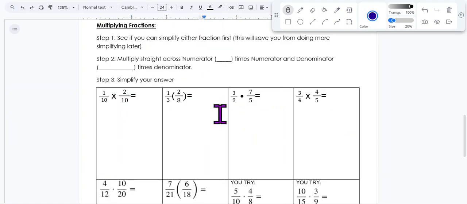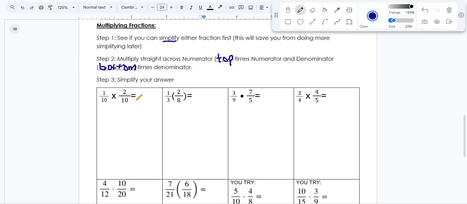Okay, the next thing we're going to learn is multiplying fractions. When you multiply fractions, the first thing you want to do is see if you can simplify either fraction. It'll make your life easier. It's easier to simplify when it's small than when it's big. So if you simplify it first, it's going to help you out in the long run, okay? And then you multiply straight across. You're going to do the numerator, or the top, times the other numerator. And then you're going to do the denominator, or the bottom, times the other denominator. Okay? So top times top, bottom times bottom.